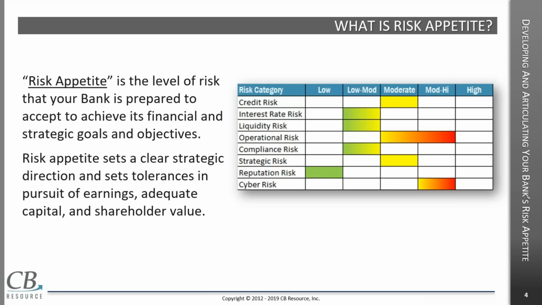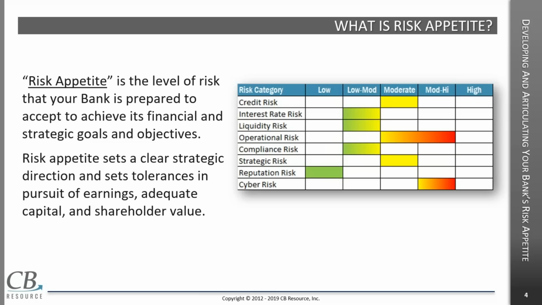So let's start with the definition. What is risk appetite? So risk appetite is the level of risk your bank is prepared to accept to achieve its financial and strategic goals and objectives. Your risk appetite should set a clear strategic direction and should establish thresholds or tolerances in pursuit of earnings, adequate capital, and shareholder value. Said another way, when you think about it, your risk appetite really defines what you're willing to do or not do in pursuit of making money and creating value, right?